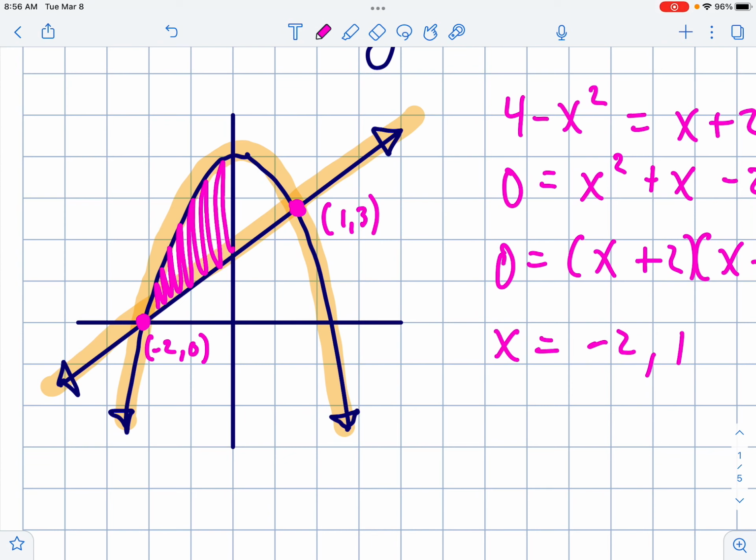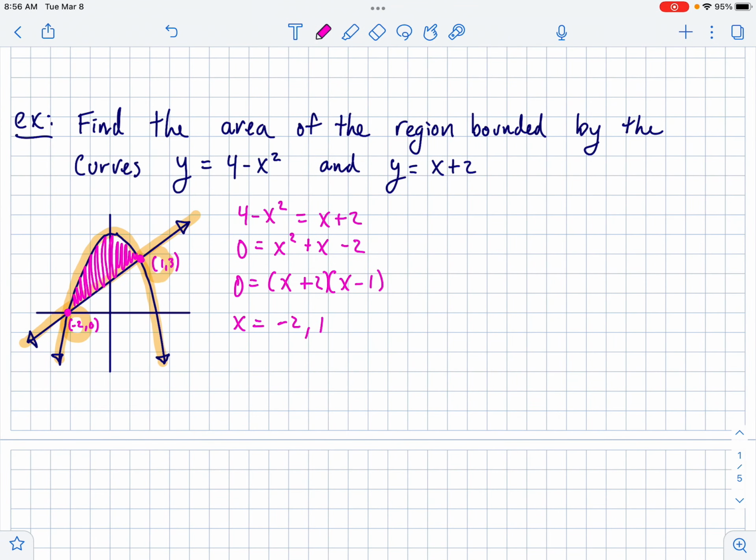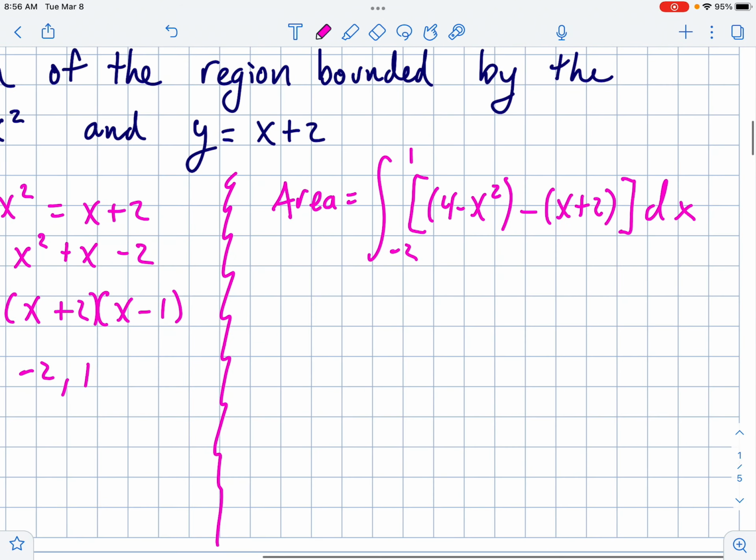When we integrate this to find this area, we are just going to go from this x value to this x value. So, do a little line of separation here. The area is the integral from negative 2 to positive 1. And then the above function is 4 minus x squared, so it'll be 4 minus x squared, minus x plus 2, dx.